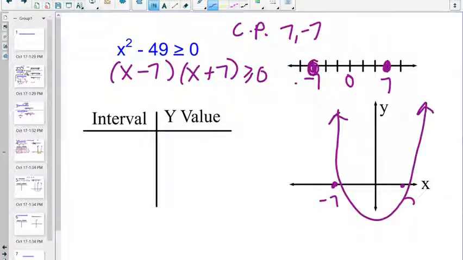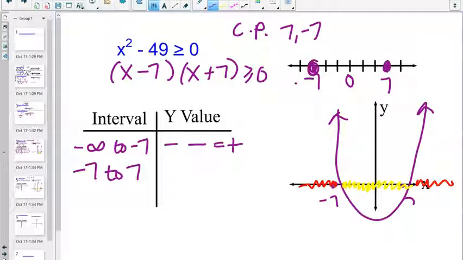So again, I'm hoping for something negative in between my critical points here. And actually, I'm looking for positive. So the positive ones I'm hoping are outside my critical points, kind of like this. Okay, so where I shaded red, the first is anything from -infinity up to -7. And I'm just going to pick a random number. How about -10? Well, -10 minus 7 is a negative number, and -10 plus 7 is also a negative number. When I multiply those, I get positive.